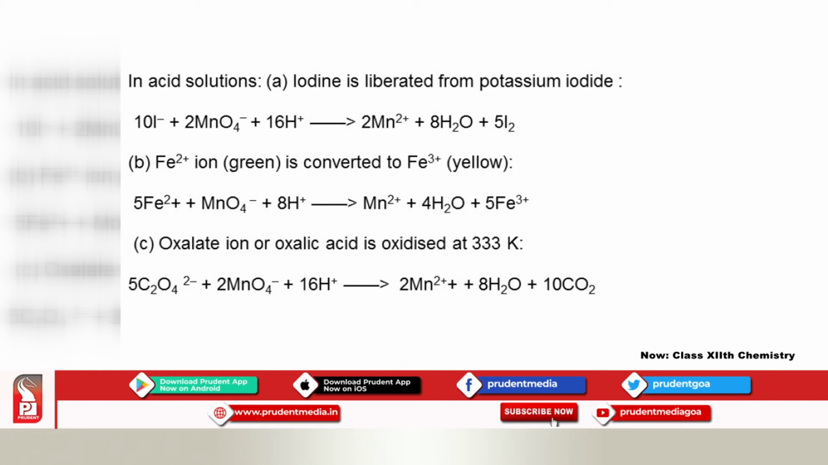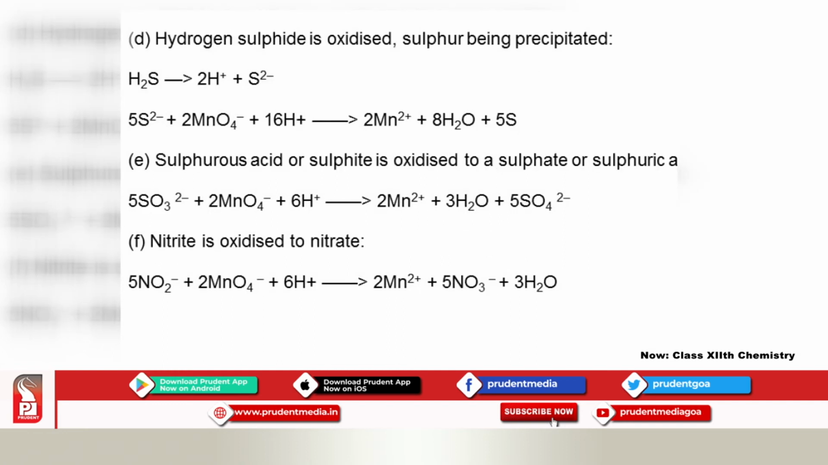Okay. Next, see hydrogen sulfide is oxidized to sulfur, which is precipitated. See, H2S gives 2H+ and sulfide S2-. When you treat this S2- with MnO4- in acidic condition, this is important, it gives you Mn2+, 8H2O plus 5 times sulfur. Okay. The next is sulfurous acid or sulfite is oxidized to sulfate or sulfuric acid. Here also, sulfurous acid, MnO4-, 6H+ gives you Mn2+, H2O plus 5 times sulfate.